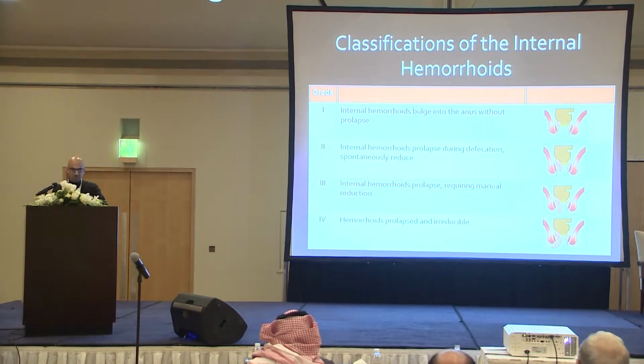This is a classification scheme for the internal hemorrhoids. Grade 1, when the internal hemorrhoids bulge into the anus without any prolapse. In grade 2, the internal hemorrhoids prolapse during defecation, however they spontaneously reduce; the patient will feel that something prolapses outside, and it will reduce by itself. In grade 3, the internal hemorrhoid prolapses, and the patient will tell you that he has to push it back to reduce it. And in grade 4, the hemorrhoid prolapses and doesn't reduce back.